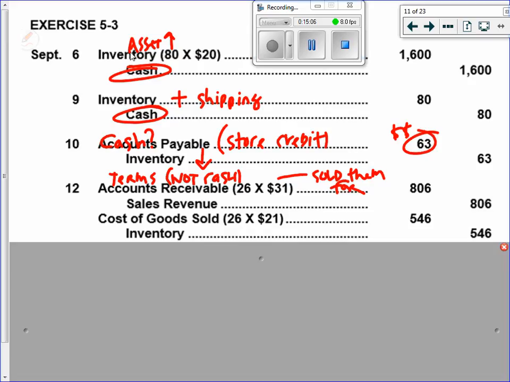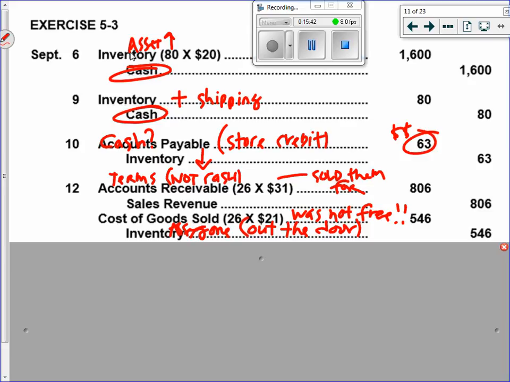The inventory is gone. This asset is gone. It's out the door. Who took it? The customers. They didn't take it, they bought it for $31 a piece. Cost of goods sold, though, the stuff was not free. We paid, including shipping, $21 a piece for these calculators. I thought they were $20 a piece. Well, included in that is shipping. Remember, that drives the value of our inventory up.